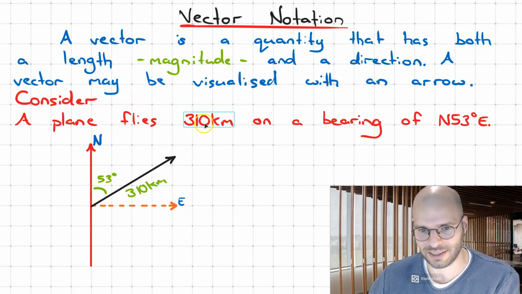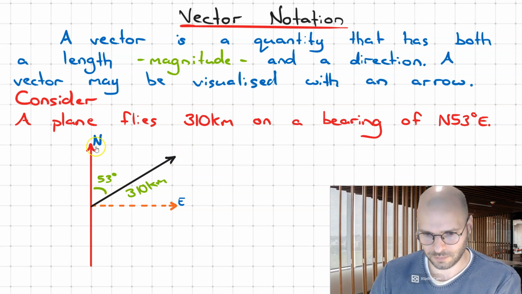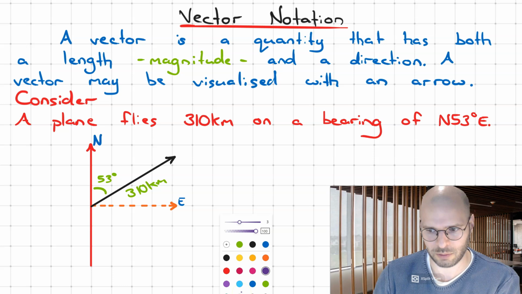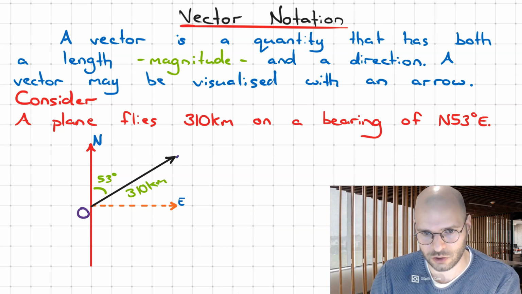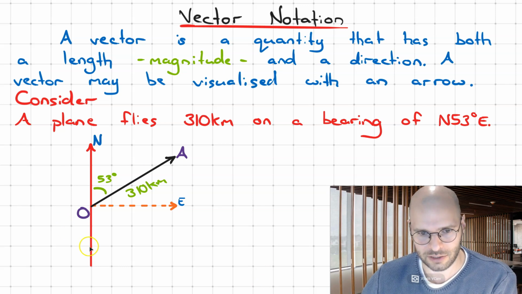We have both a length, 310 kilometers, so that's the length of the arrow, and then we have the angle, which is 53 degrees, so it's pointing somewhere like that. If I wanted to get a little bit more detail, I could say that the center of the compass is point O, and the destination where the arrow is pointing to is point A. This is the bearings diagram.